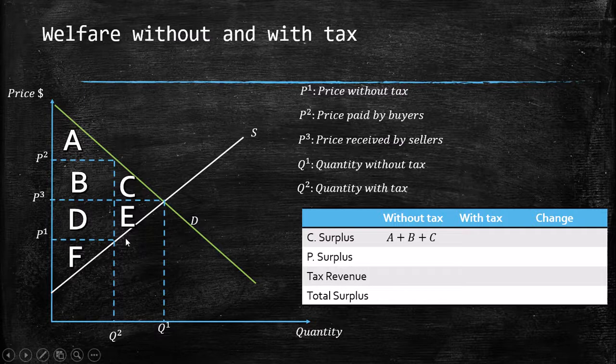So here what we can measure is the consumer surplus. What was the consumer surplus without tax? It was A, B, C. Why?